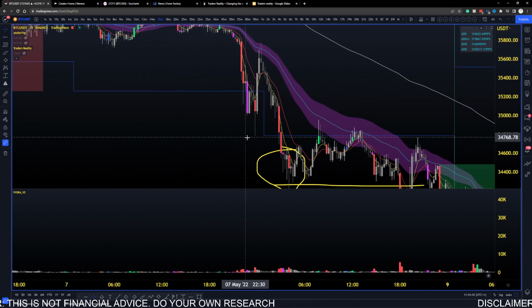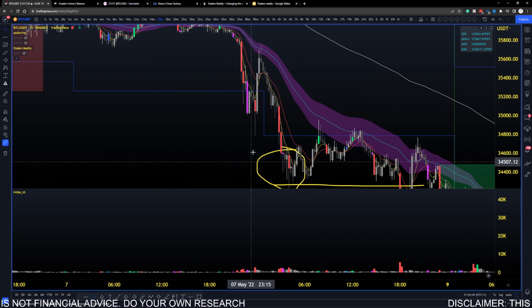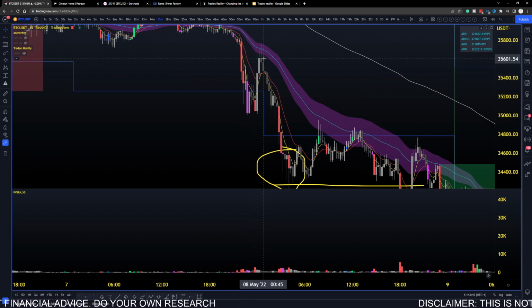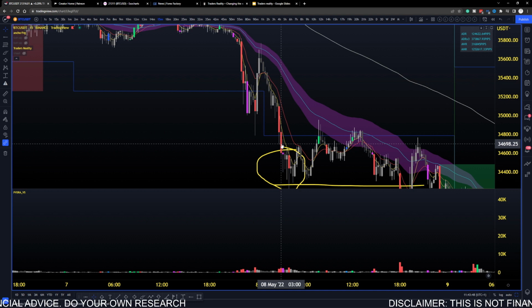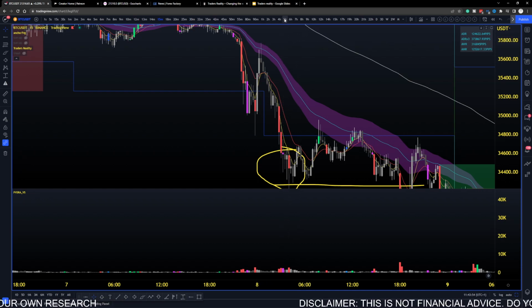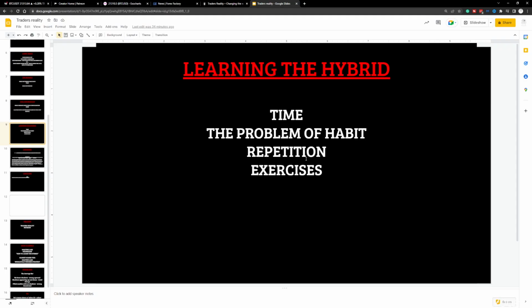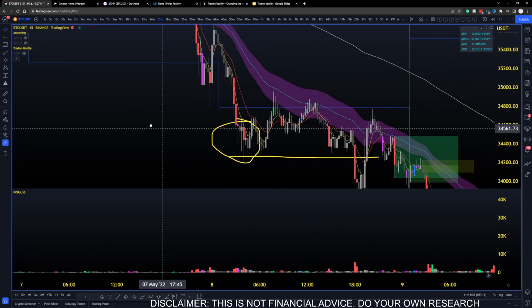Look at this one. Another stopping volume candle. Sharply reduced, reverses back up, brings it back down. So with this understanding, ladies and gentlemen, of time, repetition, and the exercises themselves, don't put too much pressure on yourself to learn absolutely everything about the hybrid system.